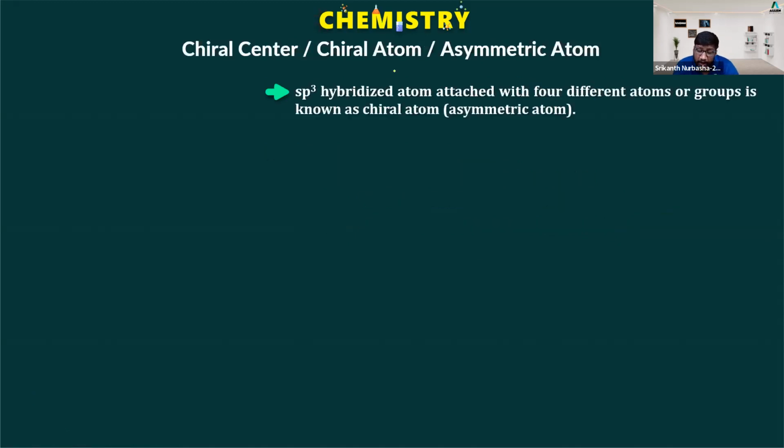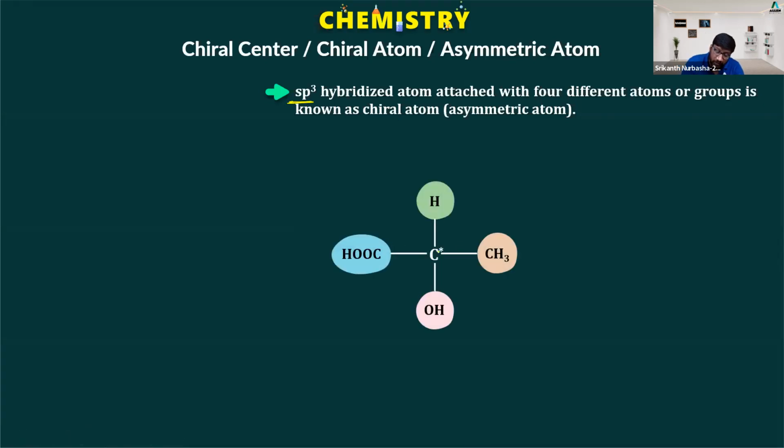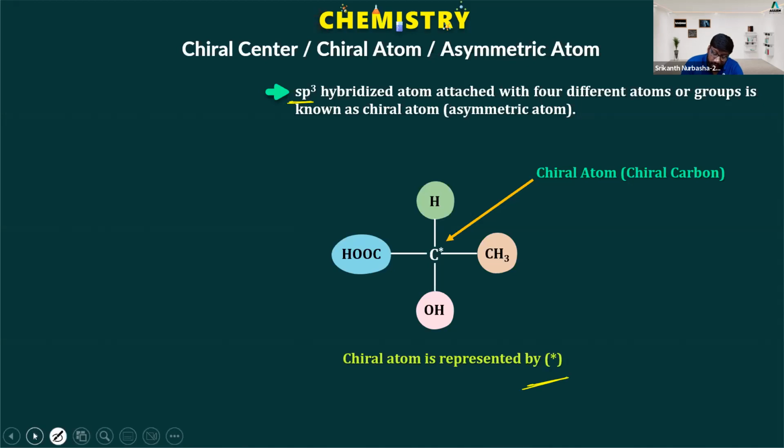Chiral center, chiral atom or asymmetric atom: an sp3 hybridized atom attached with 4 different groups. The carbon atom should be sp3 hybridized, which means it is connected with only single bonds. An sp3 hybridized atom attached with 4 different atoms or groups is said to be a chiral atom or asymmetric atom. Like this carbon, which is connected to hydrogen, OH, CH3 and CHO, is said to be chiral. Chiral carbons are generally indicated with a star mark, an asterisk or star.